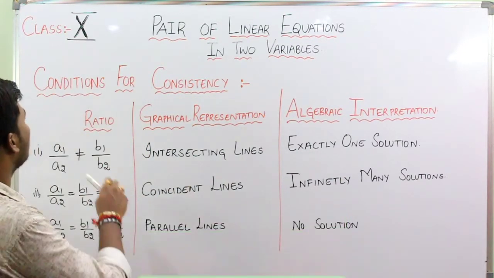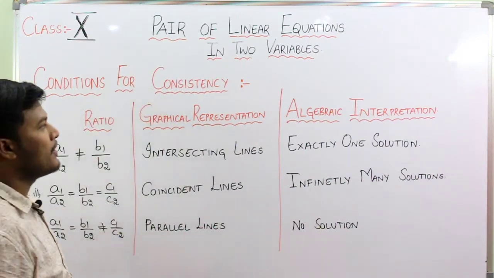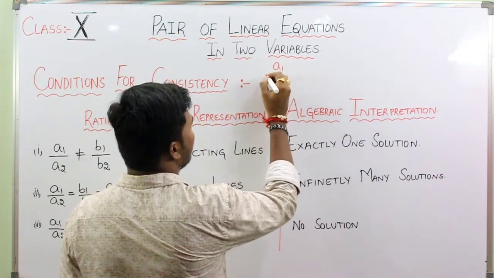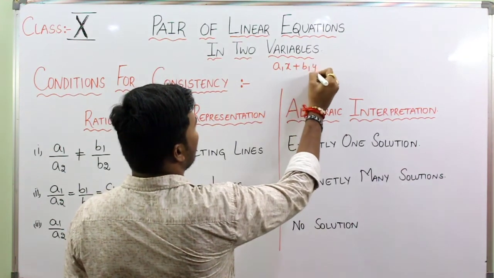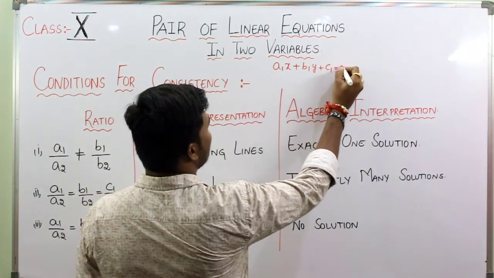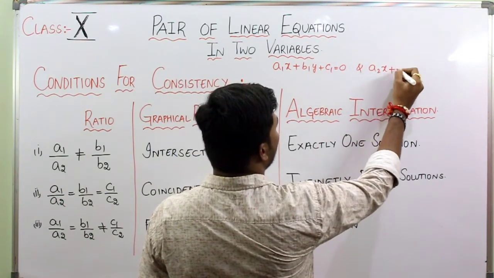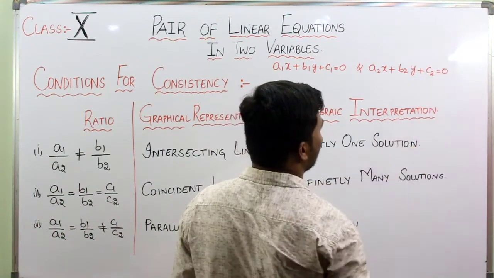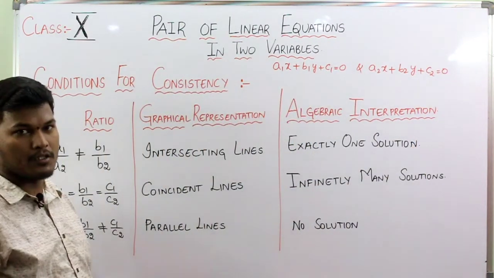Today we are going to discuss conditions for consistency. For that, first let us consider a pair of linear equations: a1x plus b1y plus c1 equals 0 and a2x plus b2y plus c2 equals 0. So these are the two required linear equations.